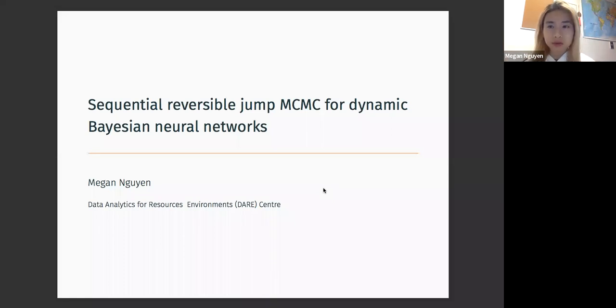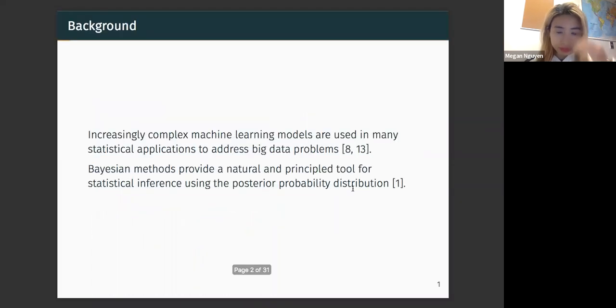So today I will be talking about one of the topics that I look into, which is reversible jump MCMC for Bayesian neural networks. And the idea is that we want to extend the exploration of the scope of the neural networks that we work with. This is gonna help us with a lot of dynamic model exploration. So I'm gonna start with just some quick background.